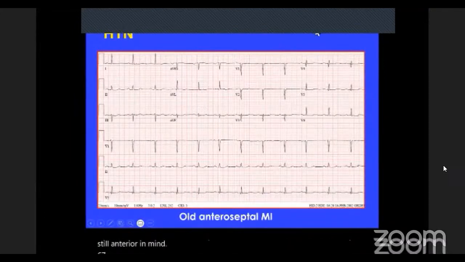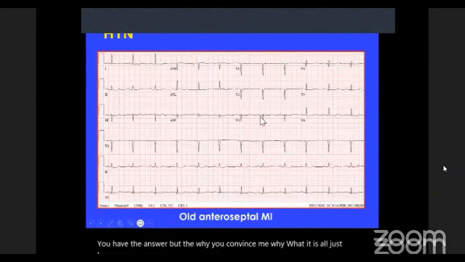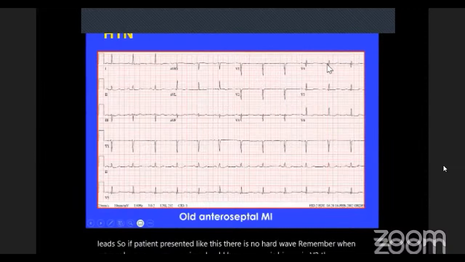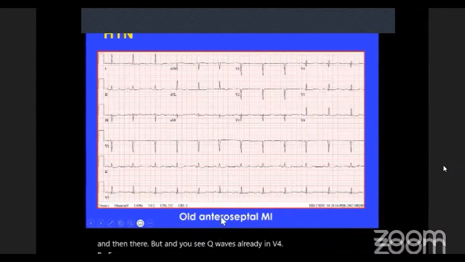A 67-year-old lady with diabetes and hypertension. You have the answer, but convince me why it is old. Just because we see there's no R wave, there are Q waves already in the anterior leads. Remember, R wave progression means the R wave should be bigger in V3 than V2, and so on. You see Q waves already in V4, V5. So it indicates an old anteroseptal myocardial infarction. The answer was there, so we'll skip it.